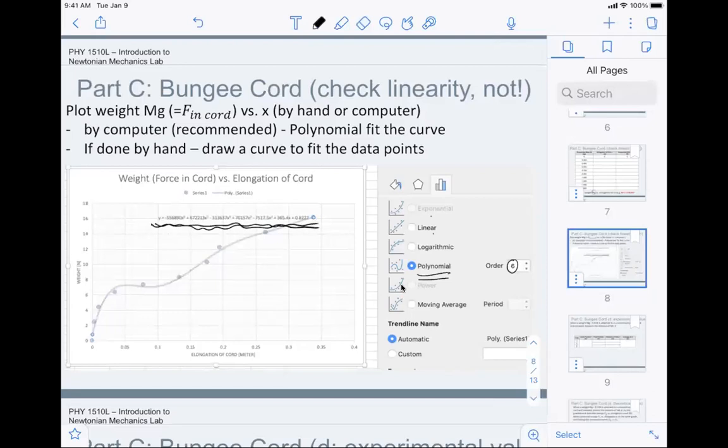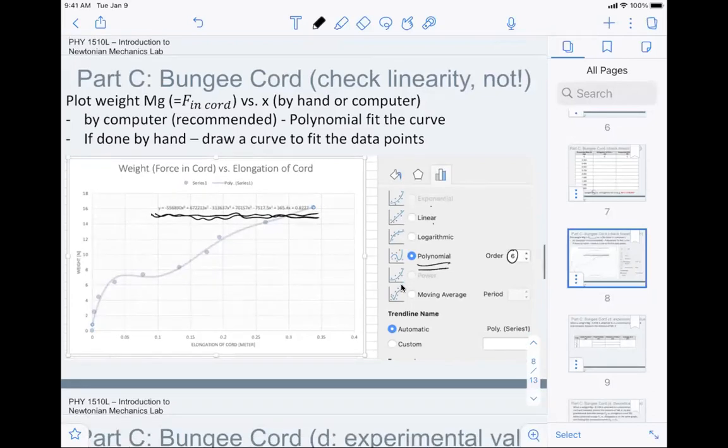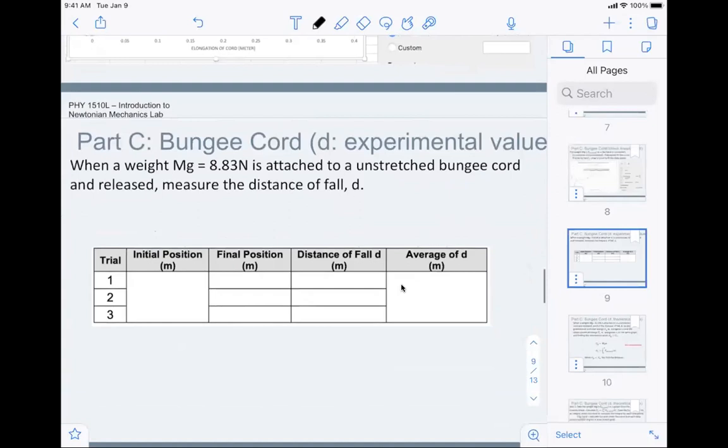So the first part is simply to check the linearity, and you realize it's not linear, it's a curve. And then we're going to do the bungee drop, right? We're going to do a bungee jump.